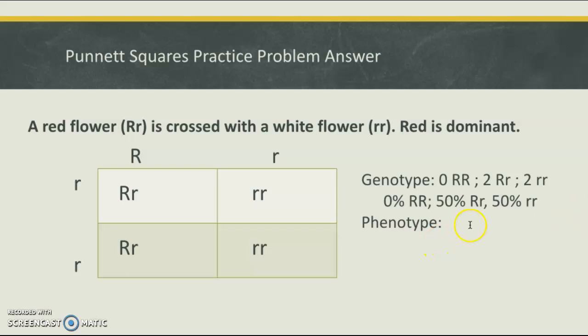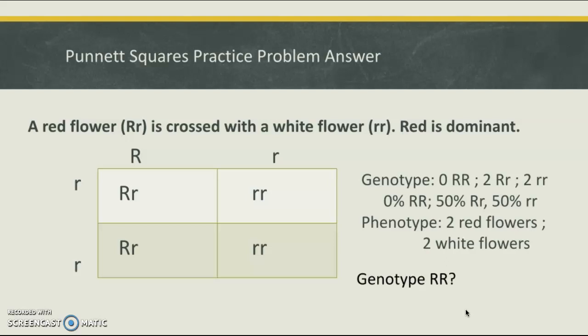Now the phenotype is, remember, we got to look at how many have that dominant allele. So 2 have dominant alleles, 2 do not. So that means that there's going to be red flowers and white flowers. If it has a dominant allele, remember, that's going to come out as red. So we only have 2 red flowers and 2 white flowers out of the 4 possible combinations that we have.